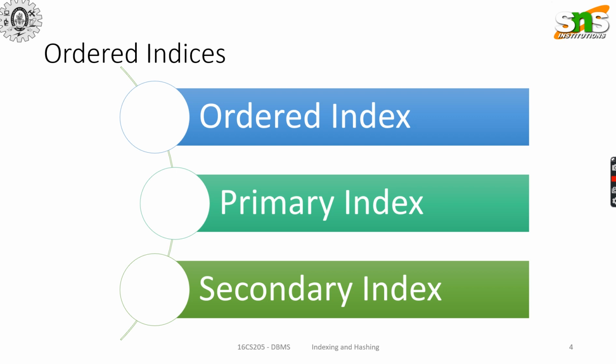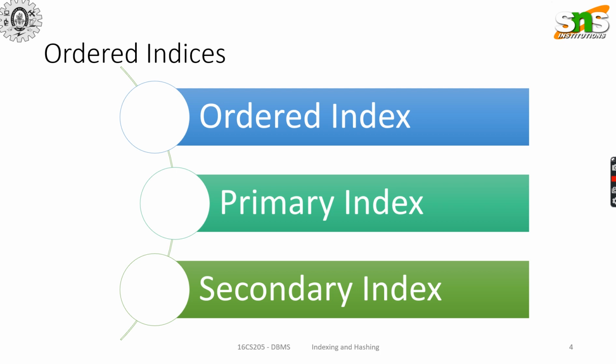Now, ordered indexes: we'll search the database based on either a primary key or any other key for that matter, and usually we'll order those files, and that is called an ordered index. In these indices we have two items. One is the primary index, the other one is the secondary index.